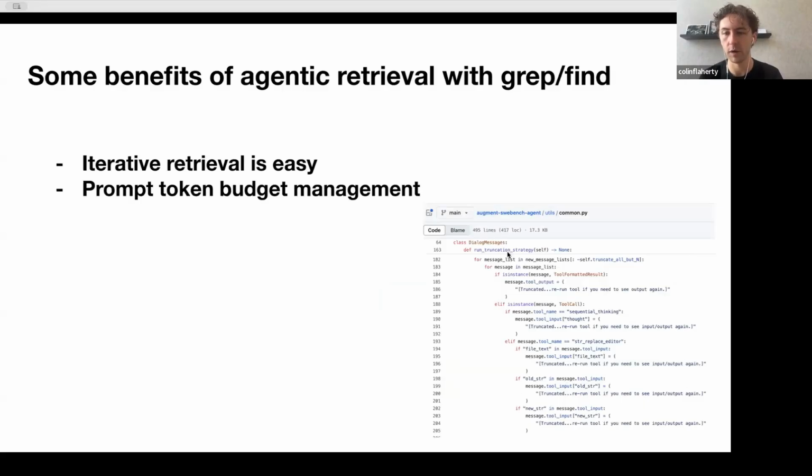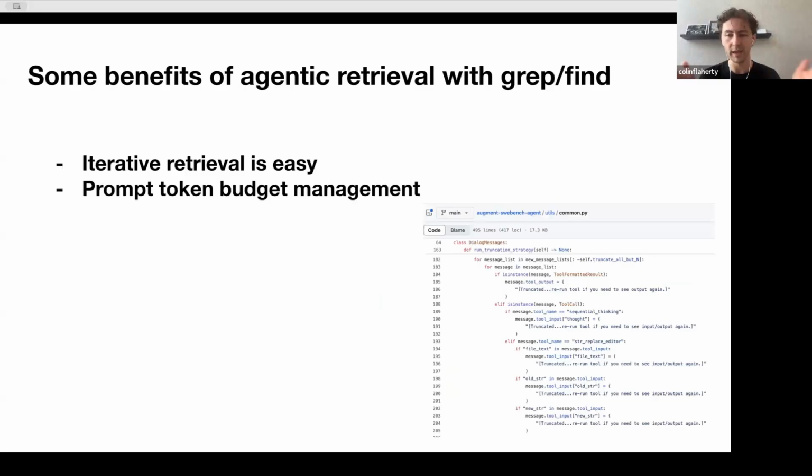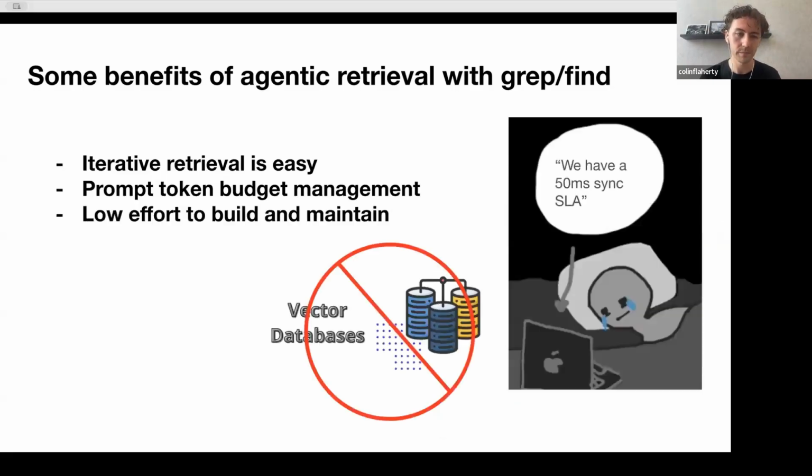So this is some code from our code base. And basically what happens is the agent's iteratively doing this and grepping all these different files. And any time we hit our token budget limit, which I think was 150K tokens, we just truncate all the old tool calls. So here we replace all the sequential tool calls with truncated. We run tool if you need to see output, input, output again. And then we do the same for other tools. And if it needs to look at the output of some old tool call, like some old grep, for example, it can just rerun that grep.